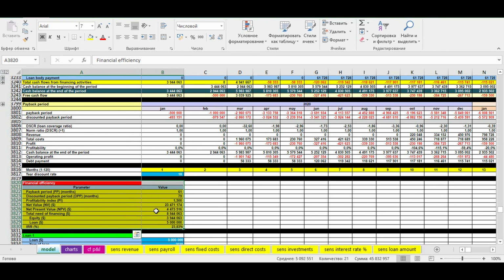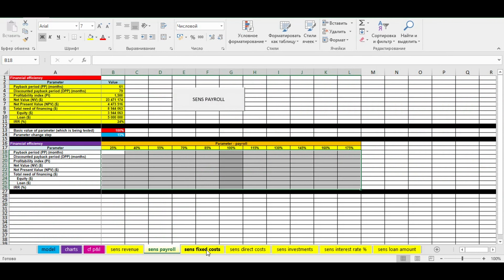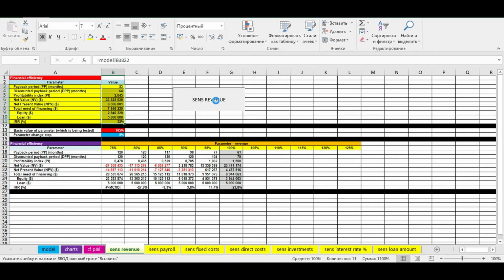Is this model stable? What will happen to your business if revenue decreases or expenses rise? Now it's time to apply sensitivity analysis. Further, we have several Excel sheets where we test financial efficiency. We test the influence of such parameters as revenue, fixed and direct costs, payroll, investment, interest rate, and loan amount. How does it work? For example, let's go to the revenue sensitivity test. Here, we set the pace of increasing or decreasing the revenue. Then, we push the sense button and see when our financial efficiency will go negative.